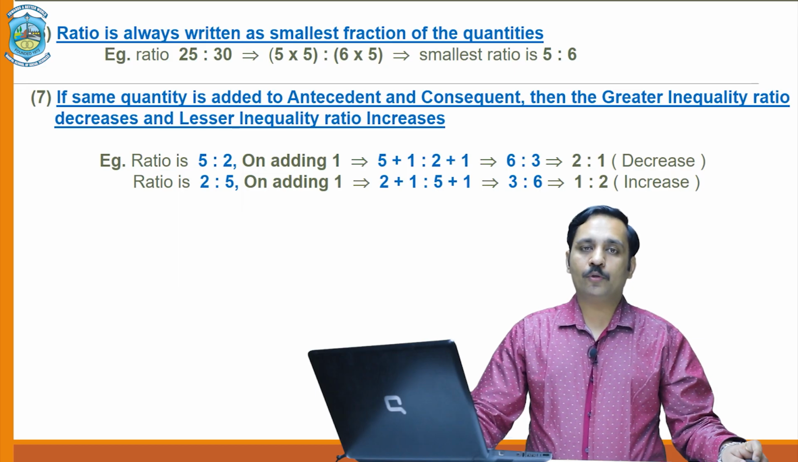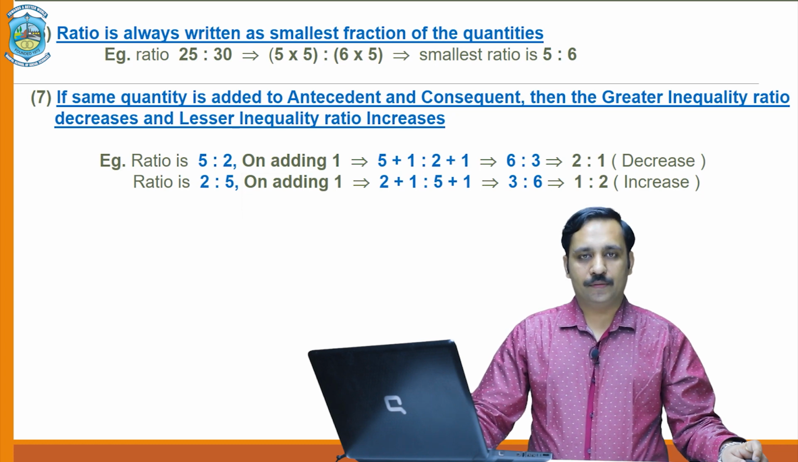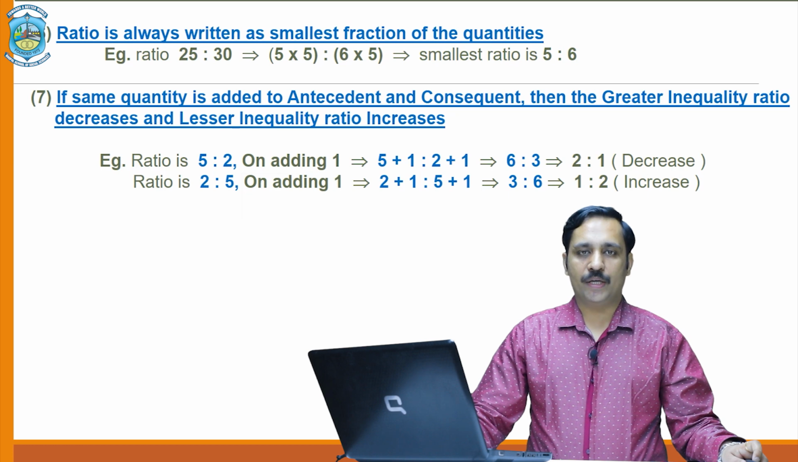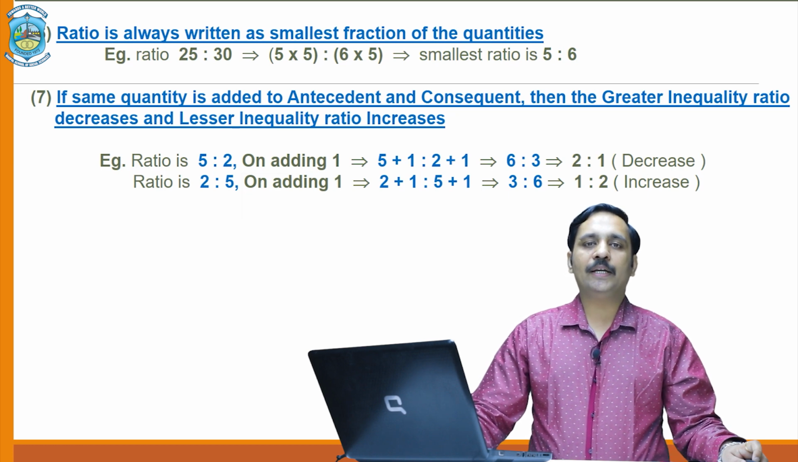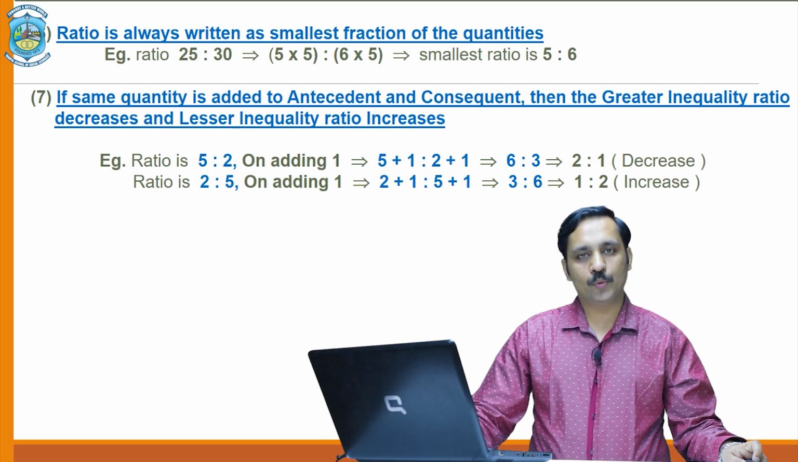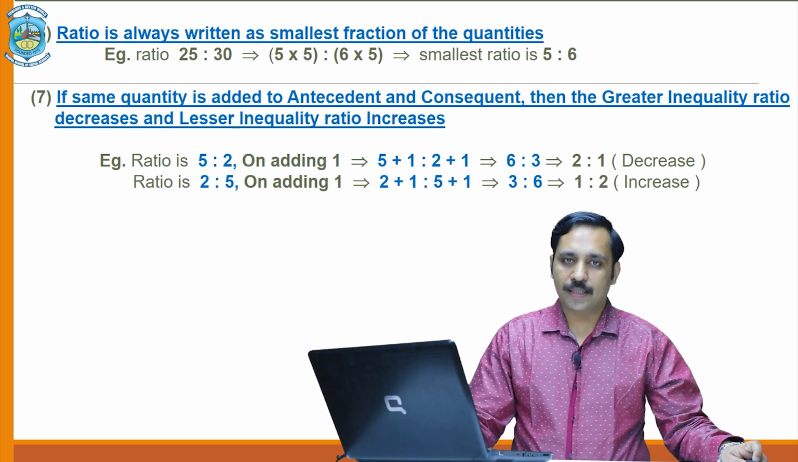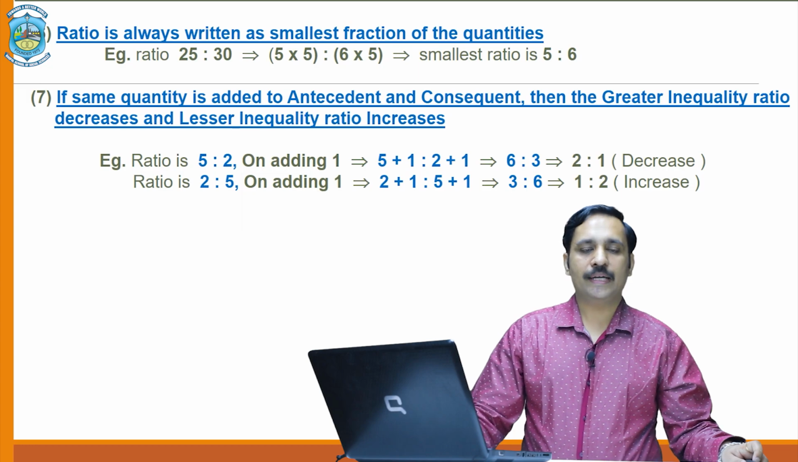Also, if we have a ratio 2 is to 5, on adding 1 to both the sides, we have 2 plus 1, 3, and 5 plus 1, 6. That is, the minimum ratio is 1 is to 2. Now if I divide 2 by 5, my answer is 0.4. If I divide 1 by 2, my answer is 0.5. Thus, this lesser inequality ratio increases.